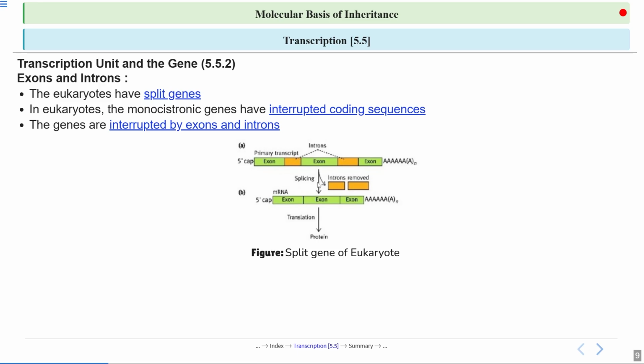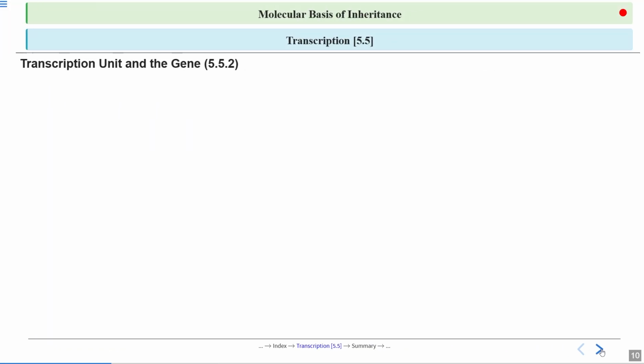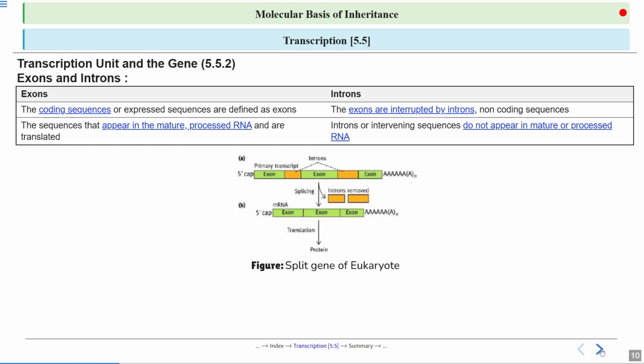But you can see that through this process of splicing, they have removed the introns, and now a mature mRNA has formed, which has only exon region, only the coding region that is going to translate into protein. So this is a tableau form where we can understand exon and intron more accurately, more precisely.